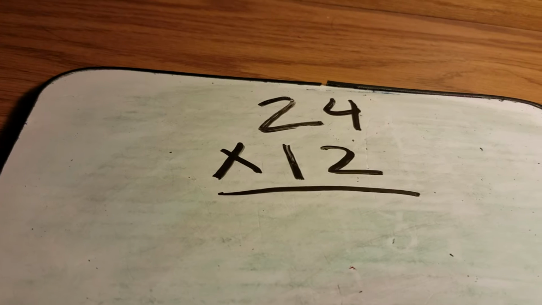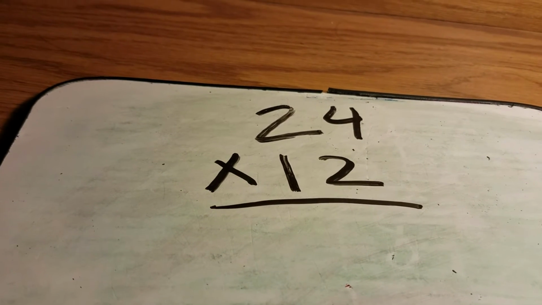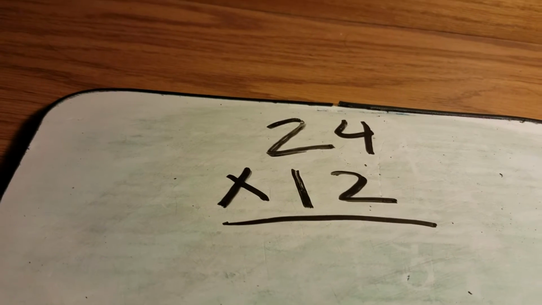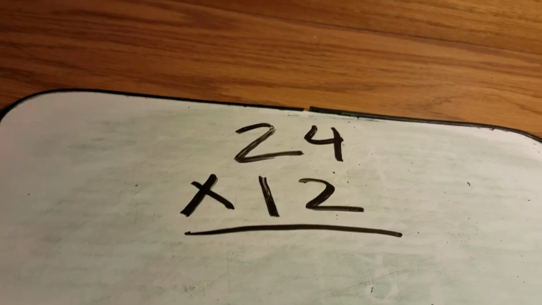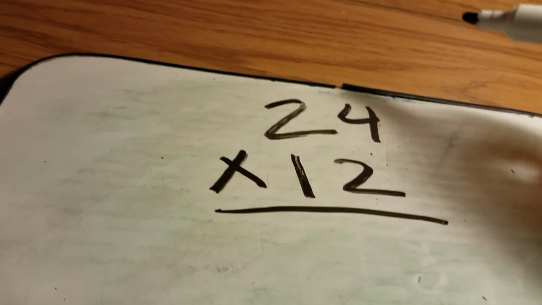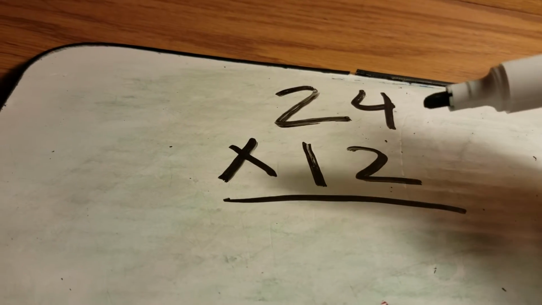In today's video, I'm going to be showing you guys how to multiply two-digit numbers using a special trick I like to use. So let's look at our example, 24 times 12.